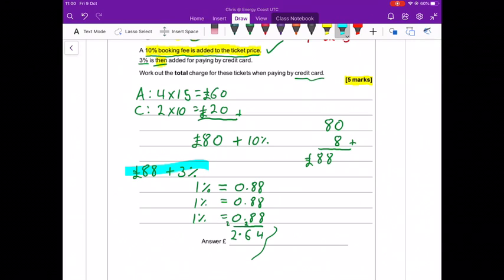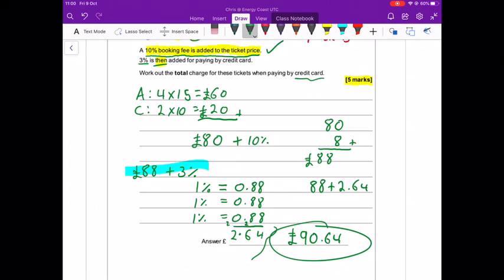I had £88, add 3%. So I need to do £88, add £2.64. I could probably do that in my head. Let's have a go. 88, add £2.64. Add 2, you get 90 quid, add 64. So it's £90 and 64 pence. That is the actual answer, that bit there. Okay, there you go. 5 marks there.